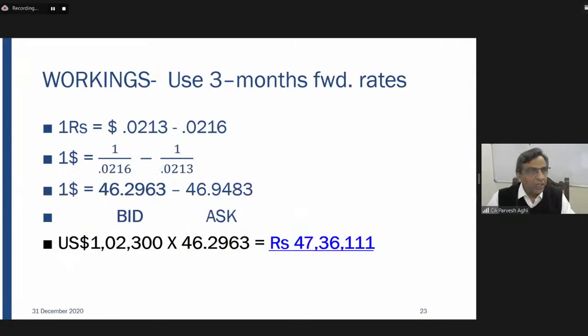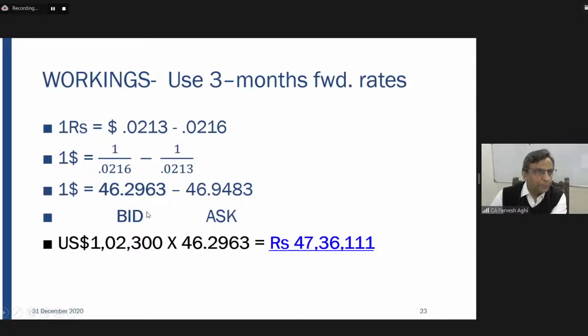And similarly, for the dollars. So 1 rupee is equal to so many dollars. Okay, so we'll convert back in terms of dollars, which is our rupee dollar quote. Okay, the way we look at it in India, which is a direct quote. So $1 is equal to 46.29 and 46.94. So this is a pretty old quote, which was there in the study material.